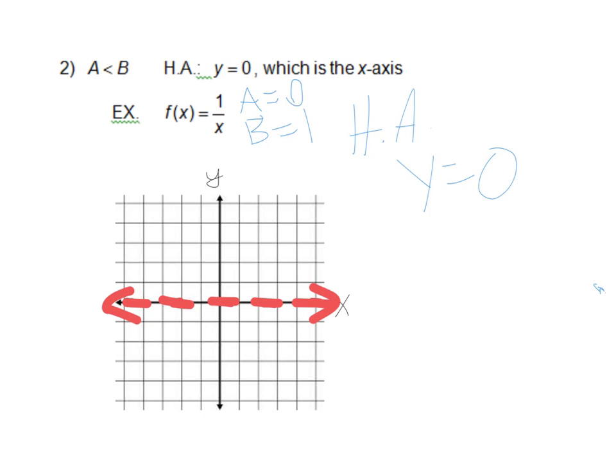So there's our horizontal asymptote. Usually graphs do not cross horizontal asymptotes, but once in a while they do towards the middle.